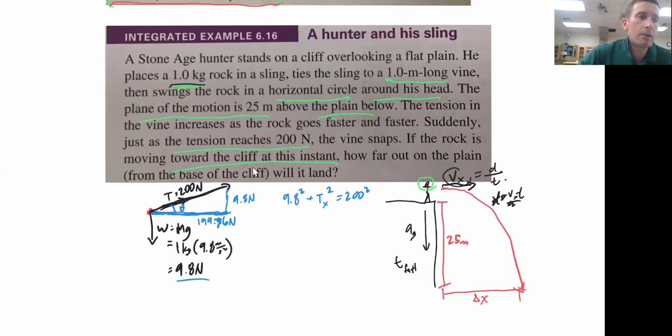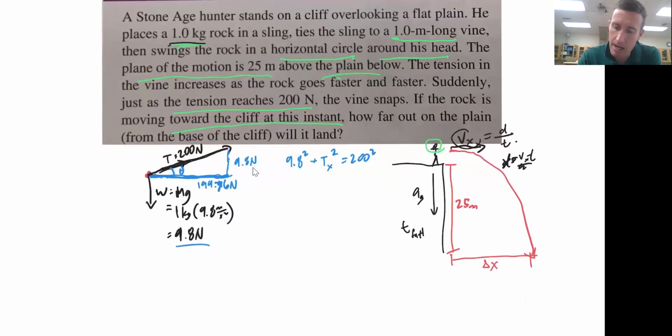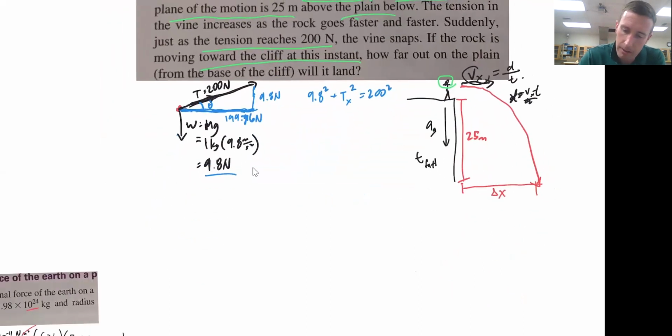I need the velocity, right? So I know that the force is equal, in this case, to the tension, but the force is also a centripetal force. So that centripetal force is the mass times v squared over r. Okay?